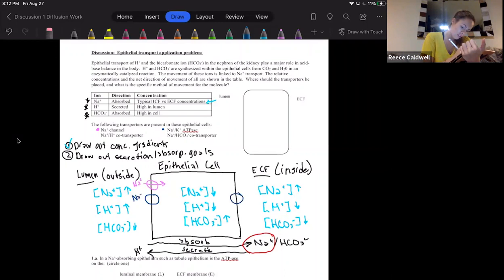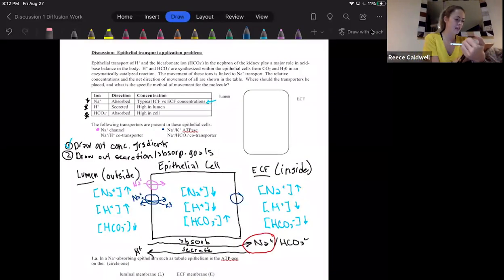So we have sodium coming in. However, whenever sodium comes in, potassium comes out. And I am sorry, let me pause this. I realized I made a mistake. Okay, I am totally sorry about that. So we're going to go ahead and erase something.